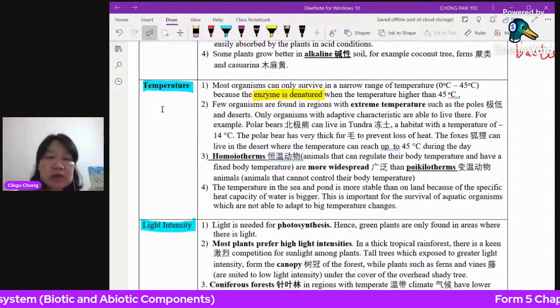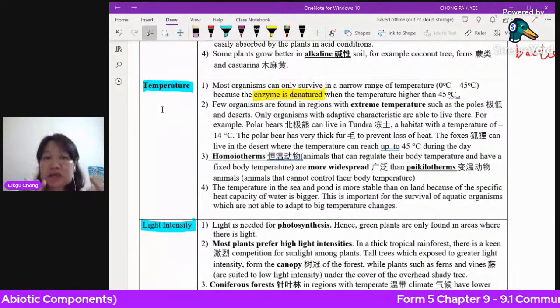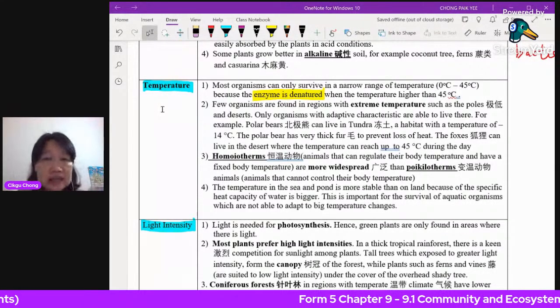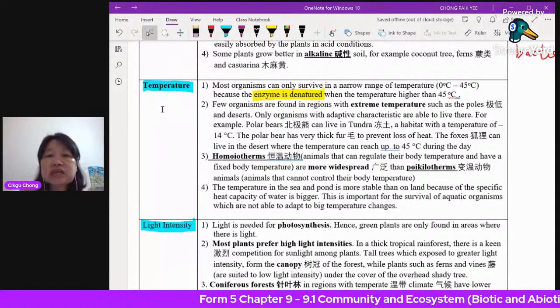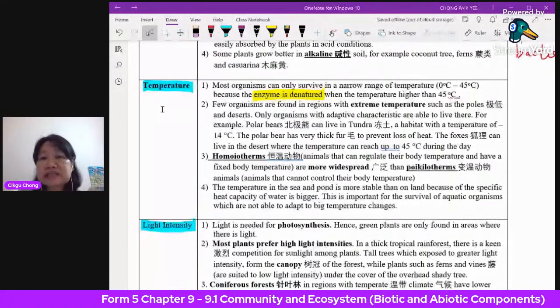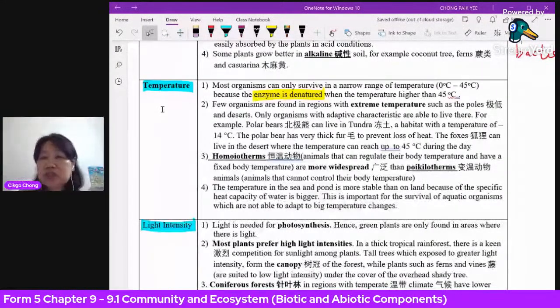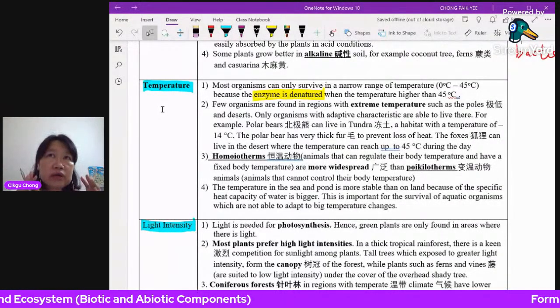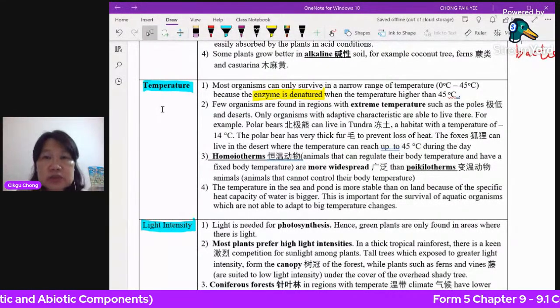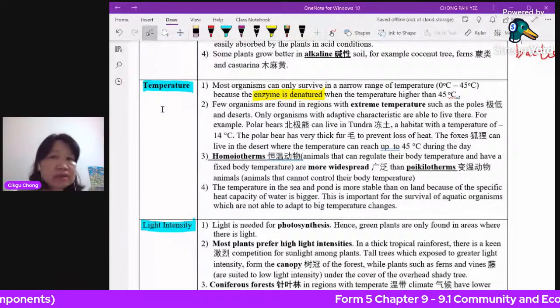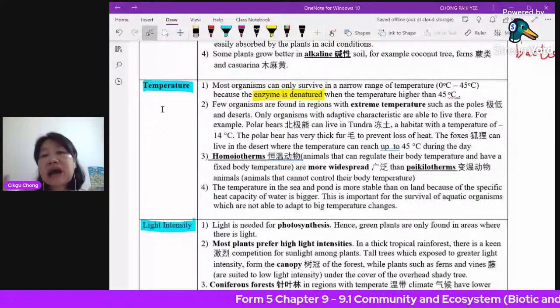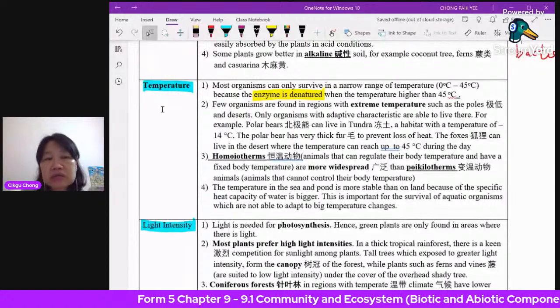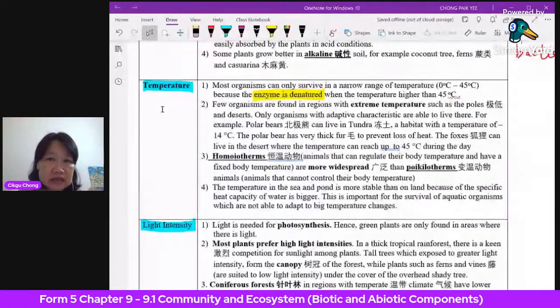As I mentioned earlier, enzyme is denatured only at high temperature. At low temperature, you don't say it's denatured, you say it's inactive. This is the wrong impression that students get: everything is denatured, enzyme doesn't work means denatured. It's only high temperature that denatures it. At low temperature, you say the enzyme is inactive.